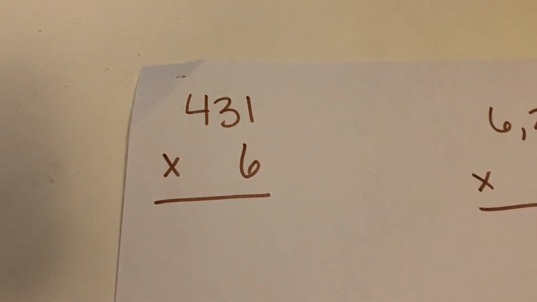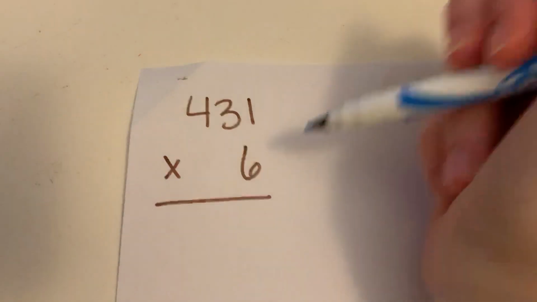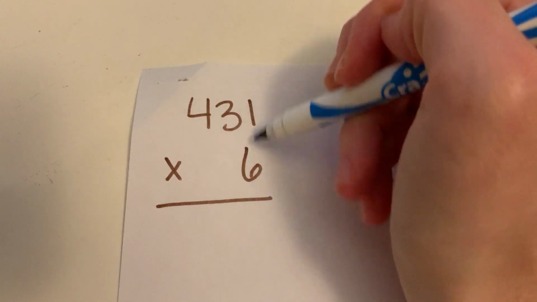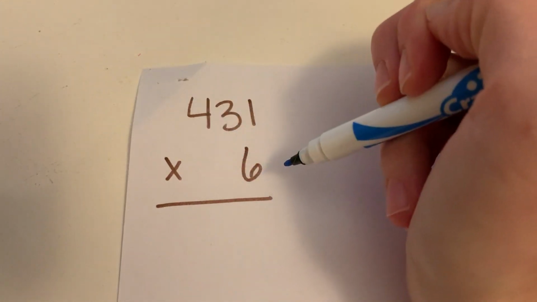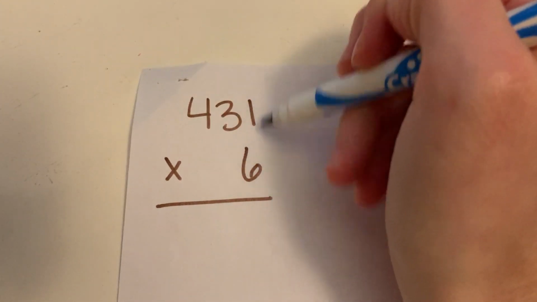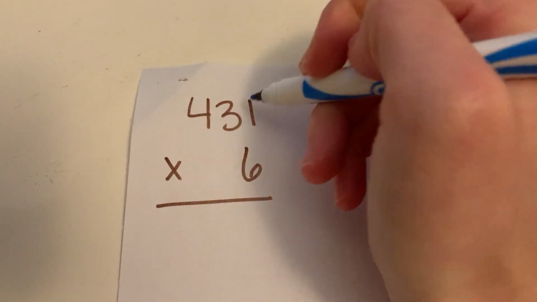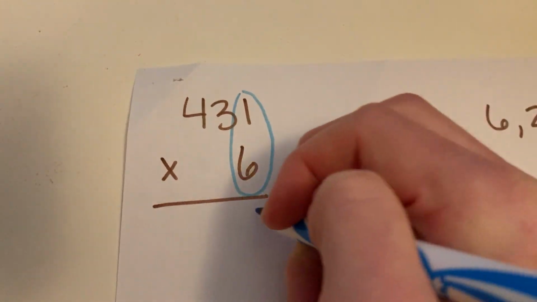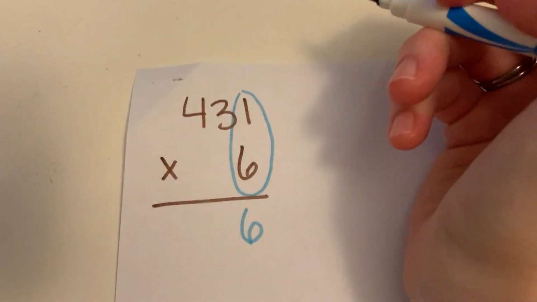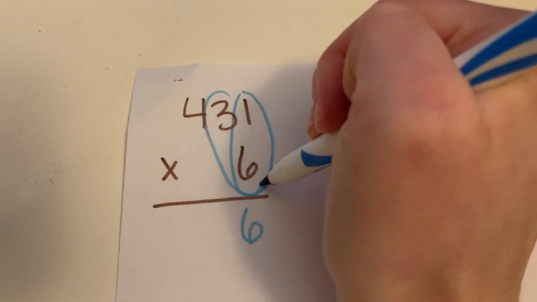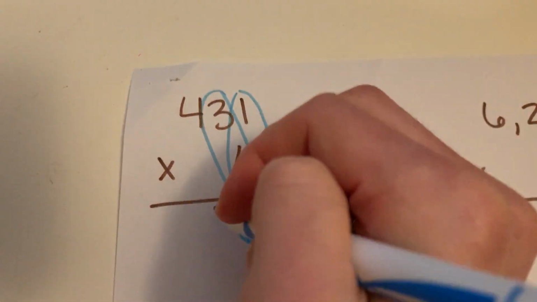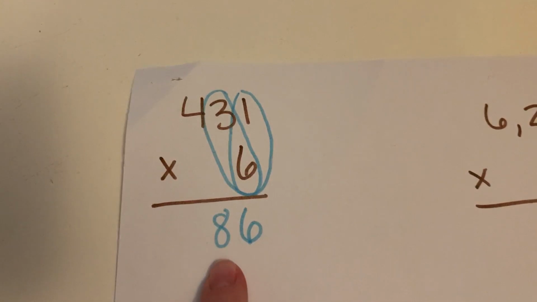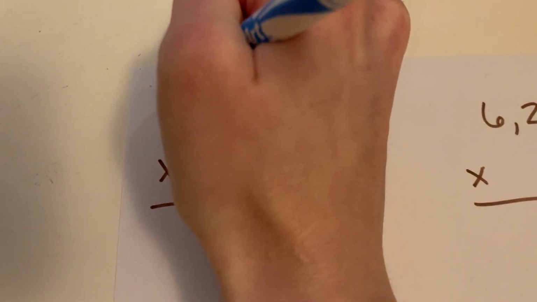So when you are multiplying with one digit on the bottom, all you need to do is make sure that that digit has been multiplied by every single number on top. So for example, I'm going to do 6 times 1 and I'm going to get 6. And then I'm going to do 6 times 3 and I'm going to get 18. So like they showed you on Zearn, it's not all going to fit, so I'm going to put the 8 here and I'm going to carry the 1 over here.